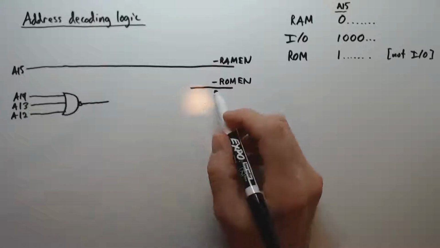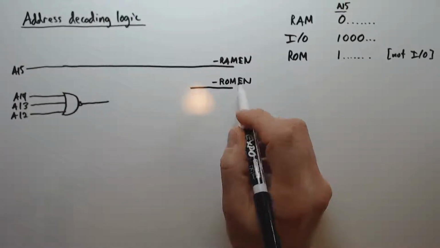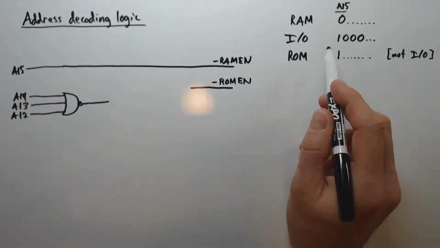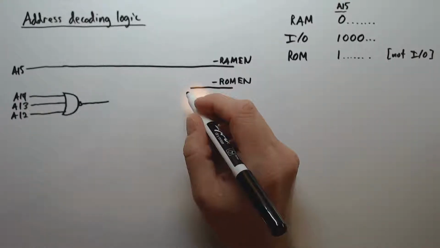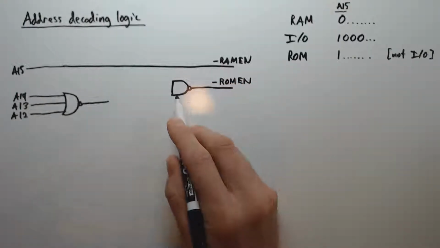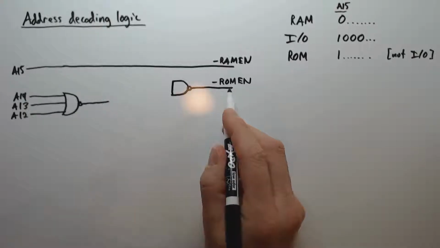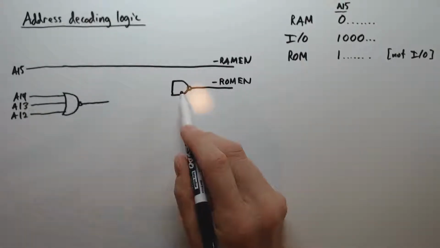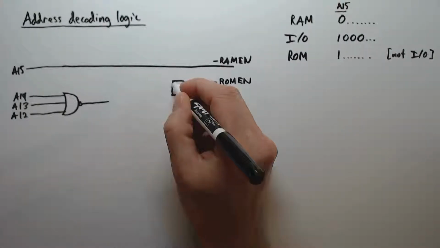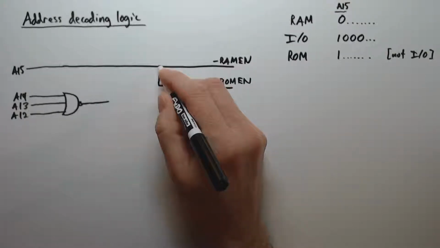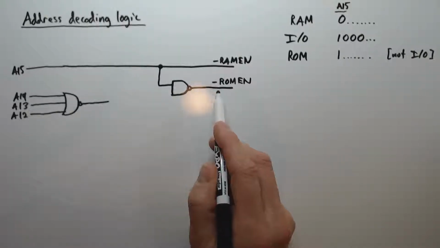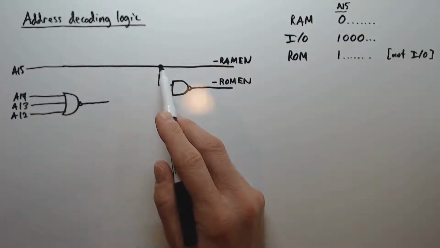All right, so next, let's think about how we can generate an active low ROM enable signal. And basically, we want the ROM to be active when A15 is high, but when the I/O region is not being accessed. So here's what we're going to do. We're going to put a NAND gate here and let the output of the NAND gate be the active low ROM enable signal. And the output of the NAND gate is going to go low whenever both of its inputs are high. So one of the inputs of the NAND will connect to A15. So the output of this NAND can only be low if A15 is high, which is what we want.